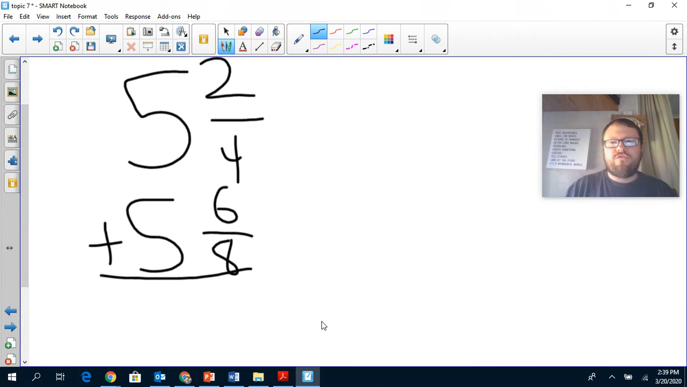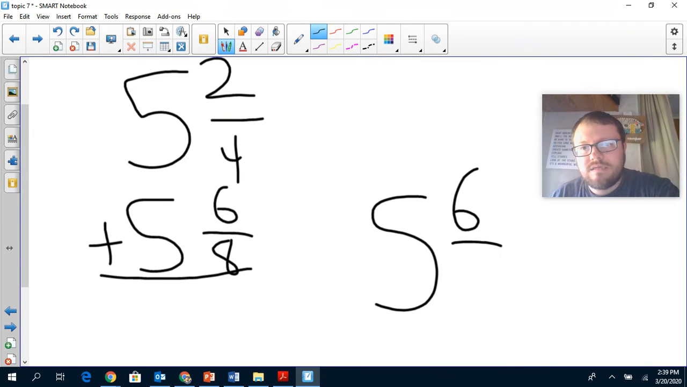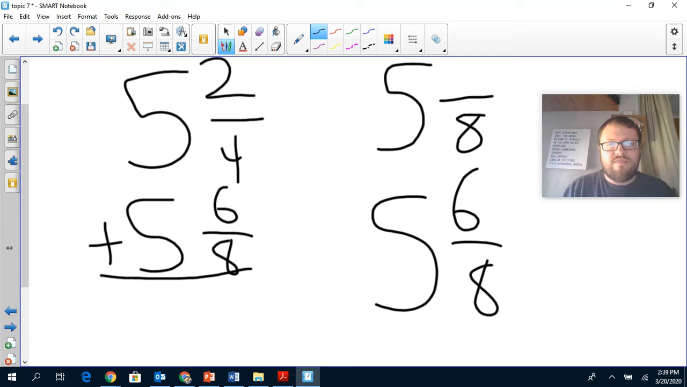Okay, and the first thing I notice is I have two different denominators. And like we always say, a good rule of thumb is to see which is the largest denominator. So I look at my fractions. I got 2/4 and 6/8, and I'm going to go with 8 as my biggest denominator. So to the side, I write 5 6/8. Then on the top, I'm going to write 5, and I'm going to put 8 as my biggest denominator there.